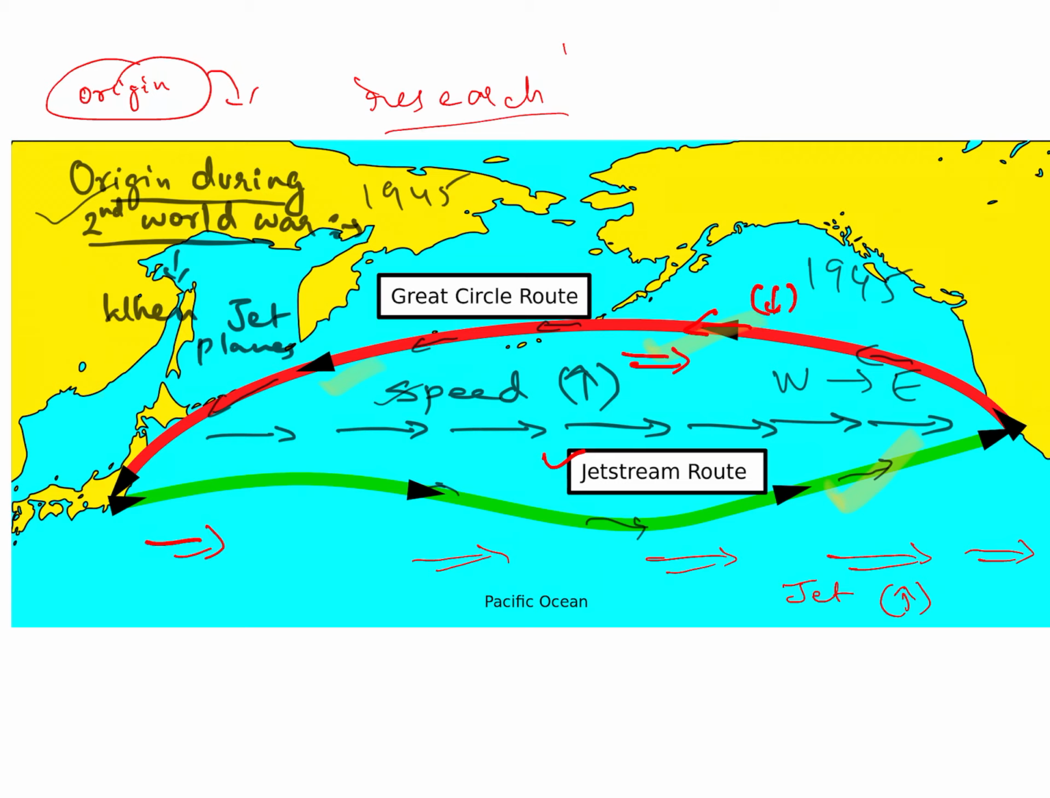Is the jet stream only found in the troposphere? The answer is no, that is wrong. It is found in the other layers of the atmosphere too: in the stratosphere, mesosphere, and even in the ionosphere.